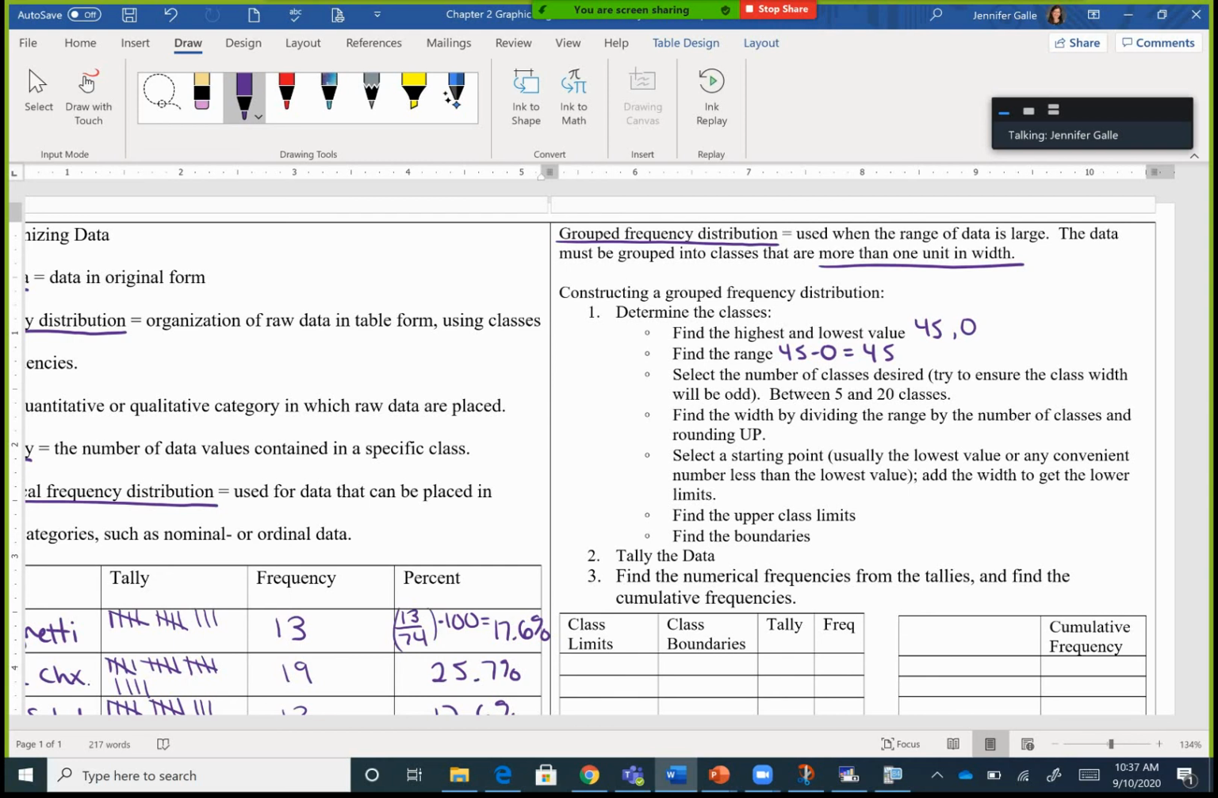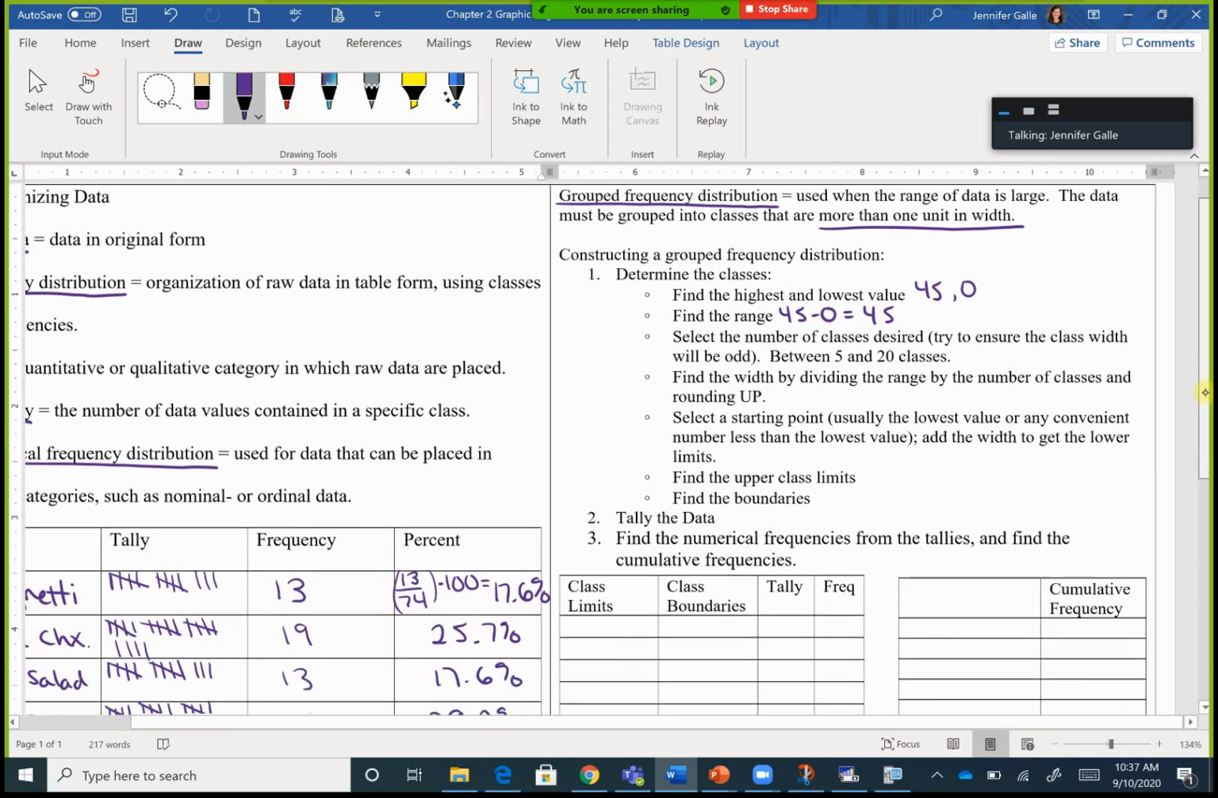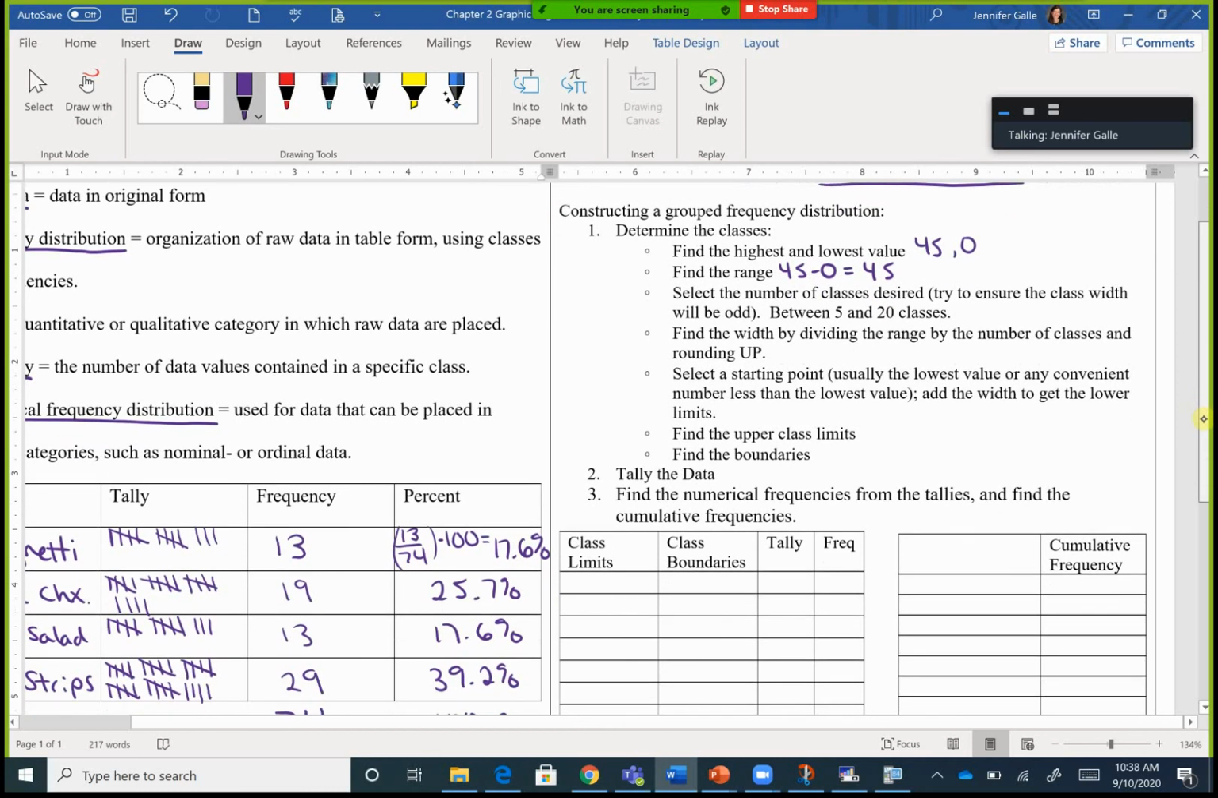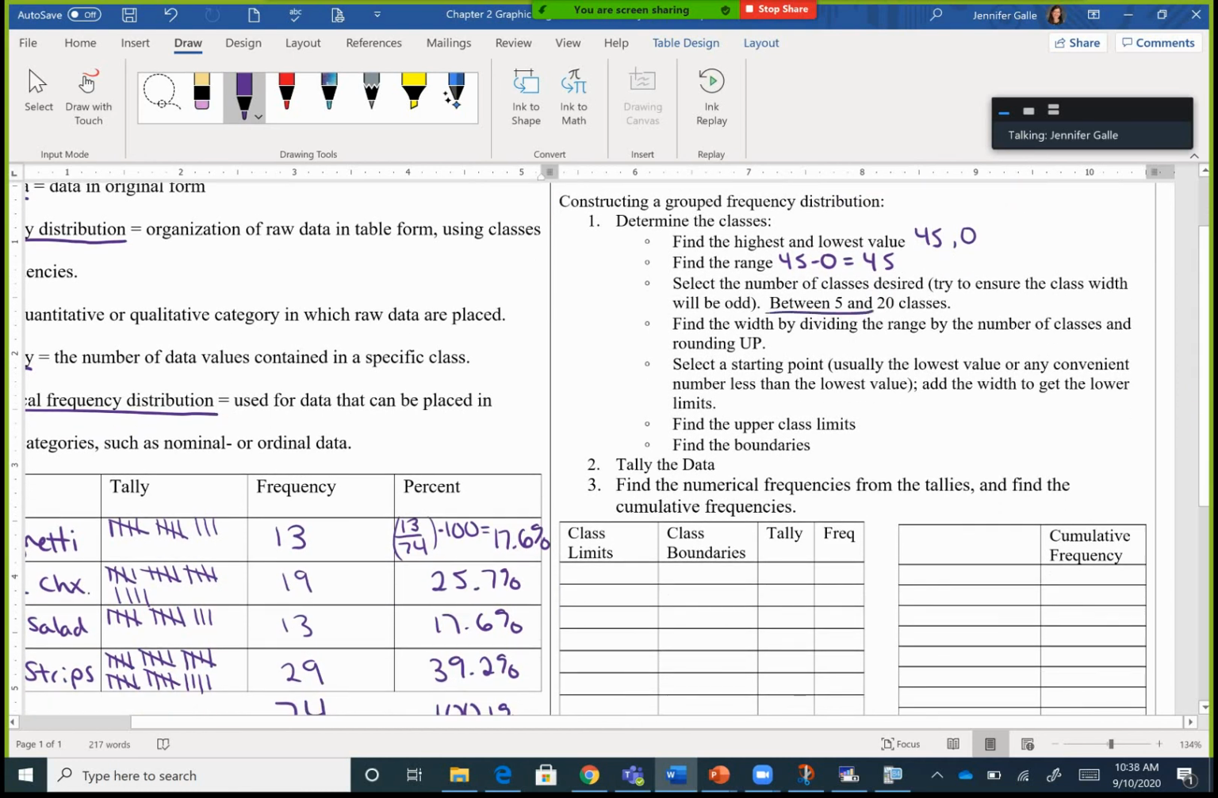Highest minus lowest. Now it says we're going to select the number of classes desired. Try to ensure the class width will be odd. And it says you're going to choose between 5 and 20. This is one of the parts I always get a lot of questions on. Miss Golly, how do we pick? You as the researcher would pick. When you're doing practice problems and when you take your test, I will let you know how many classes you need.